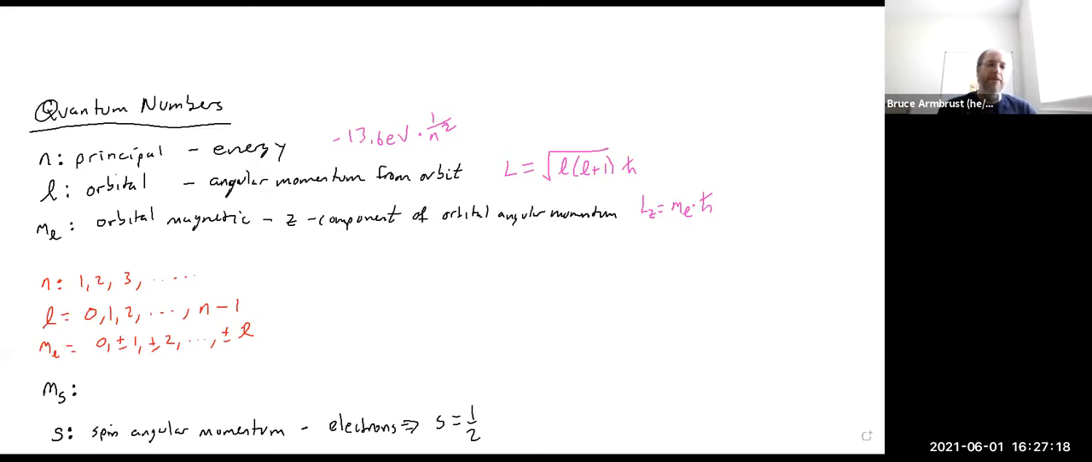So in terms of the spin angular momentum, just like we had up here for the orbital, the angular momentum from the spin, we're going to call that capital S. It's equal to the square root of little s times s plus 1, times h slash. So it's really coming from the same formula. It's a different kind of angular momentum, so they called it spin angular momentum.